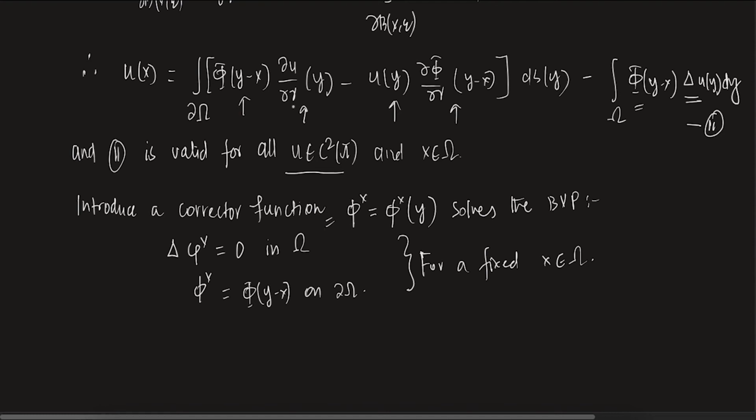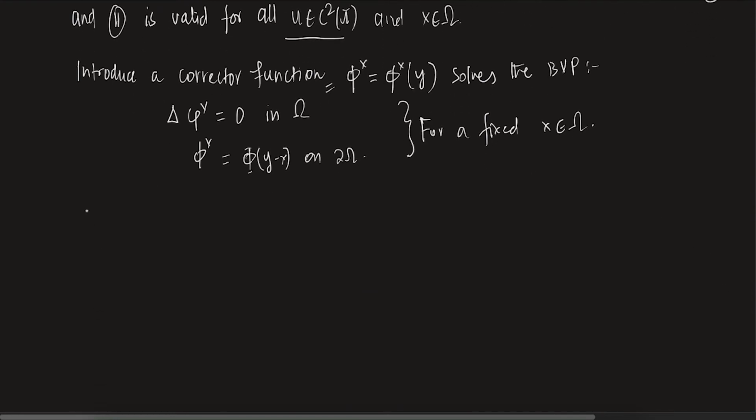Once we fix that x, we introduce a new function based on that fixed x, which is phi_x of y, such that the Laplacian of phi_x is 0 in Omega, and phi_x is the fundamental solution evaluated at y minus x on the boundary. Is this clear? Now let's apply the integration by parts again.